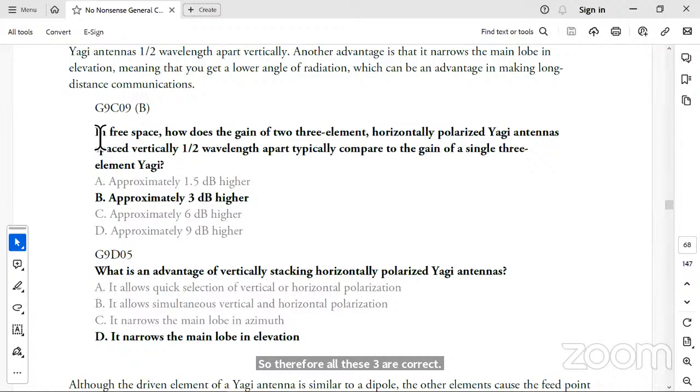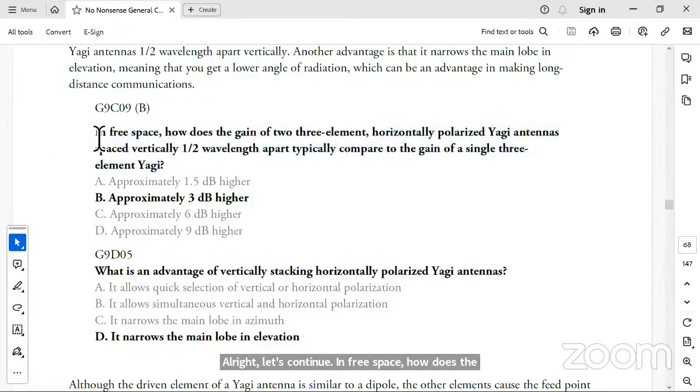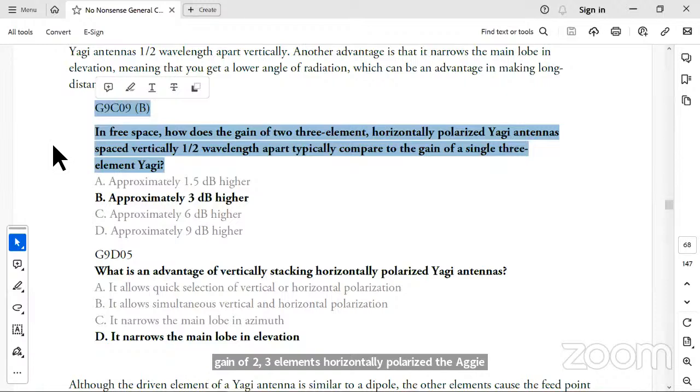All right, let's continue. In free space, how does the gain of two 3-element horizontally polarized Yagi antennas spaced vertically half wavelength apart typically compare to the gain of a single element Yagi? Right, so we showed a diagram of that stacked Yagi arrangement, and we said that when we stack them together like that, we get a gain of an additional 3 dB above what the single Yagi would have provided, right? So you add 3 dB onto it.